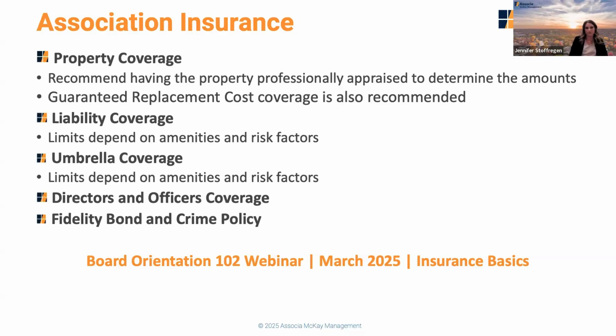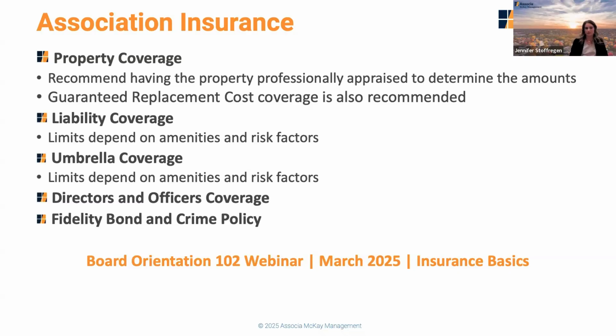You also can have an umbrella coverage. So this is anything outside of what could be general liability. So essentially it's like a rider and additional coverage portion that is applicable or optional for each association.